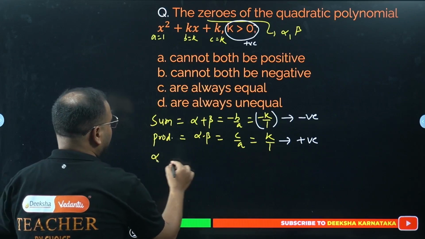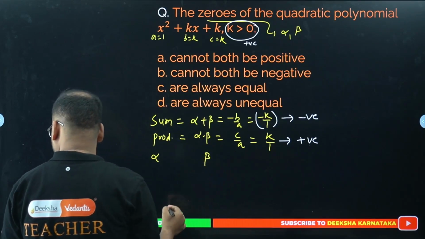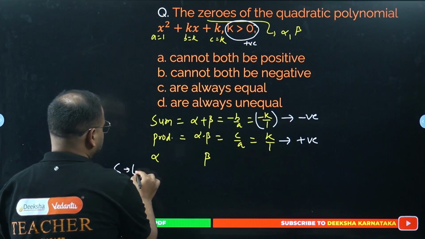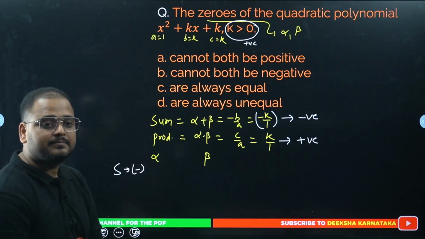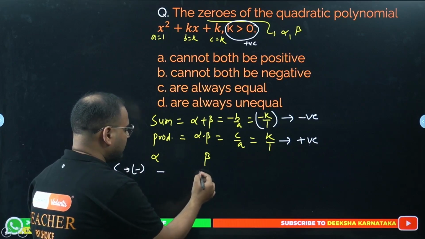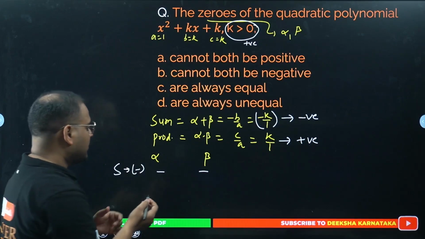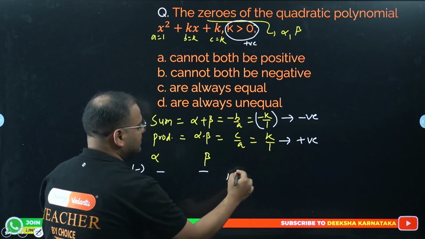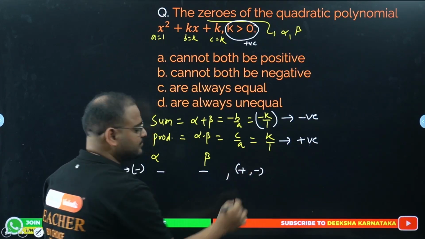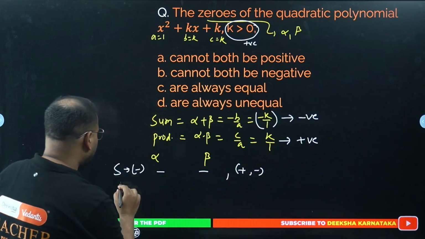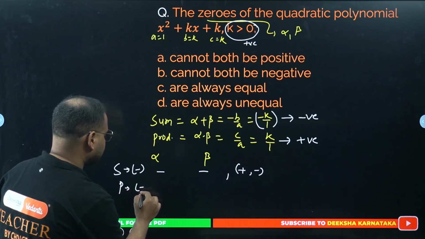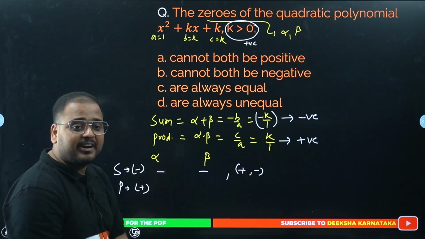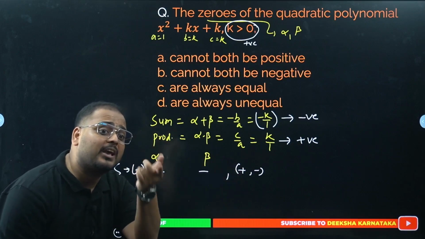So if I have alpha and beta, the sum is negative. When can this happen? If both of them are negative, or if it is plus minus, then the biggest one has to be negative, right? What about the product? If the product is positive, from some negative I have two situations, either negative or plus minus only when the biggest one is minus.